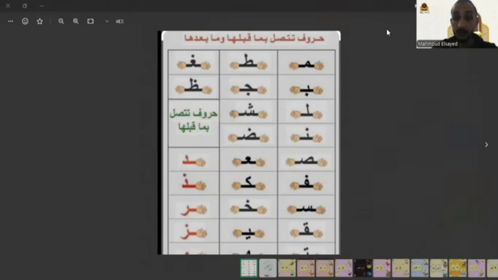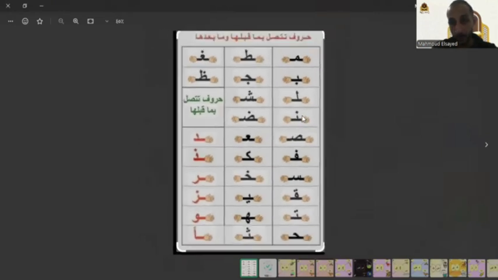This is Mr. Mahmoud from Quran Lights Academy, and today inshallah we're going to be talking about a really important topic. We're going to be discussing the shapes of the Arabic alphabet at the beginning, middle, and end of the word. Okay? First, we need to divide these letters, as you can see right now, into two groups.